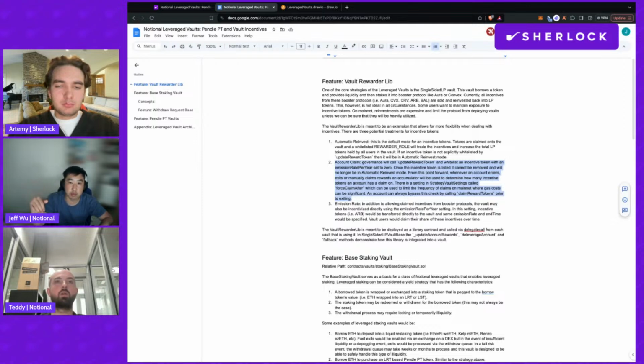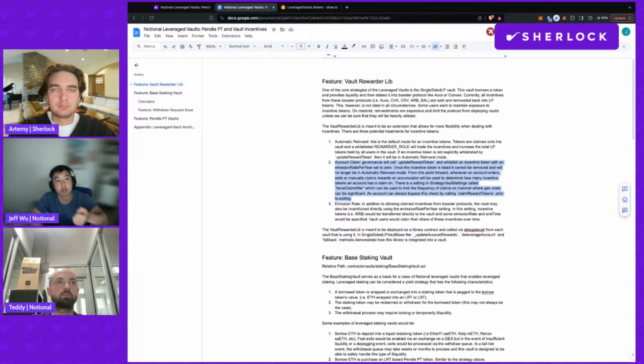And we can set the emission rate to 0. So what this would cause the contract to do now is start tracking how much BAL it's claiming every time it runs a claim reward, and do some internal accounting to associate how much BAL each account has a claim on. So now when an account exits or modifies their position, they will directly receive their share of this incentive token. So that's the account claim mode.